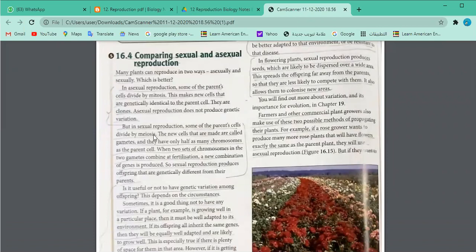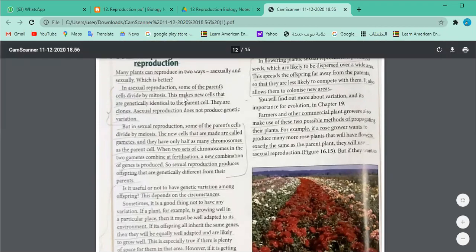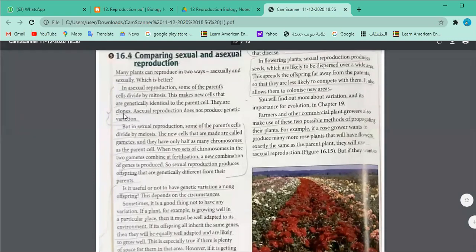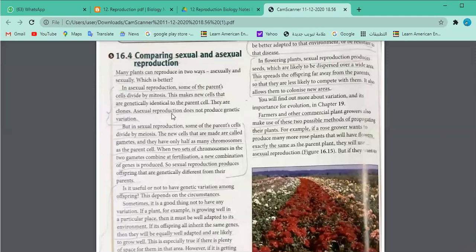First of all, the main difference is that in asexual reproduction, one parent is involved, okay? Not two. And the cells are dividing by mitosis. Only sex cells are dividing by meiosis. So this is one difference between sexual and asexual. And in sexual, we need two gametes, male and female gametes, while in asexual, we don't need gametes, right? We exactly reproduce the plant from a part of the plant, okay? So they are called clones. Clones mean copies, so they are genetically identical, okay?